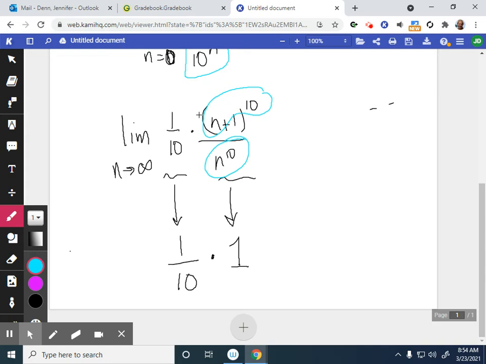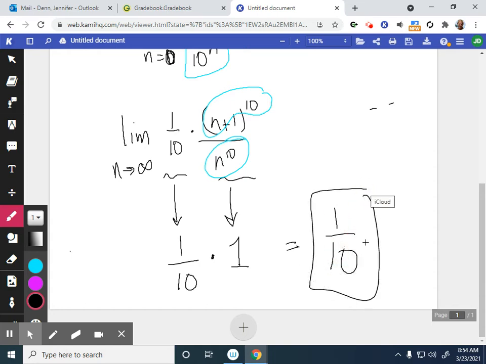So I'm really comparing an n to the 10th to an n to the 10th. If there were coefficients, if I had like a 2 here and a 3 here, this would go to 2/3. I'm really saying, okay, as n goes to infinity, I have n to the 10th over n to the 10th, so I'm taking the ratio of the coefficients. They have the same growth rate as n goes to infinity, so the ratio of the coefficients is 1. So this limit is going to 1/10 times 1, so this limit is 1/10.